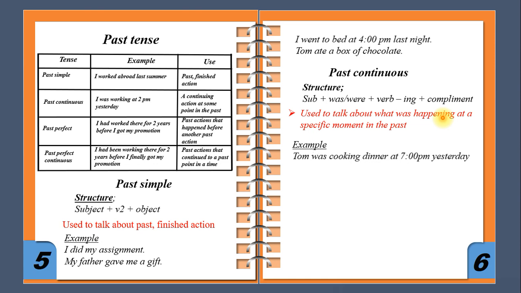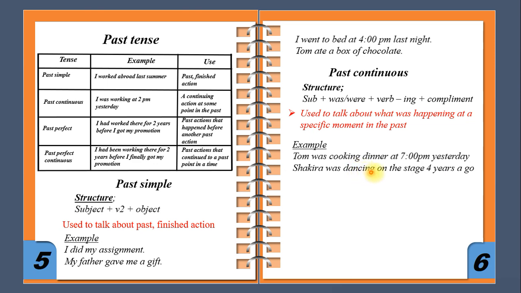For example, Tom was cooking a dinner at 7 p.m. yesterday. So there is a duration. Cooking takes time. So, what was happening yesterday? Tom was cooking a dinner. Where? At 7 p.m. yesterday.